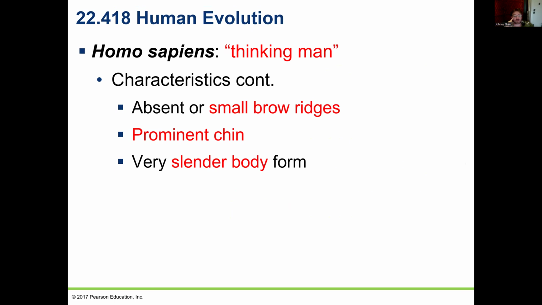So, characteristics of Homo sapiens: absence of or very small brow ridge. Modern specimens have no brow ridges; very old specimens have brow ridges. A prominent chin, the presence of a chin. Most other apes do not have chins. And an extremely slender body form. We have very long, narrow limbs compared to the other apes. And pound for pound with height, we're going to be way, way lighter.